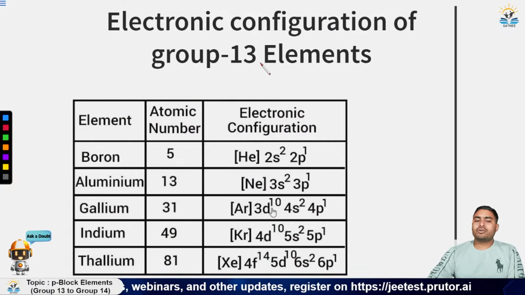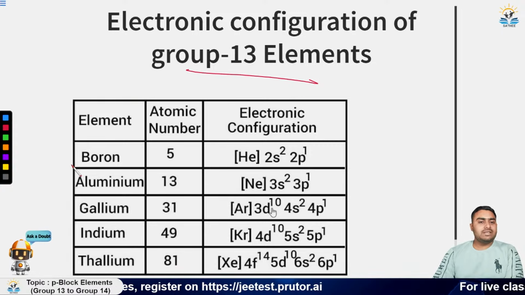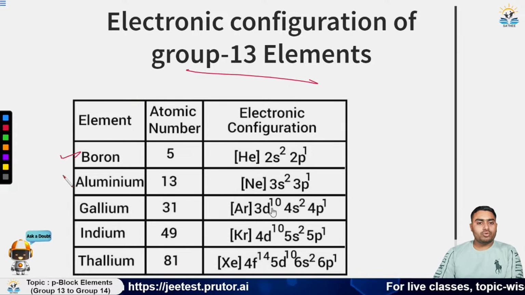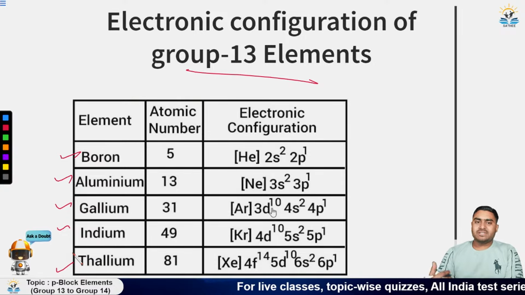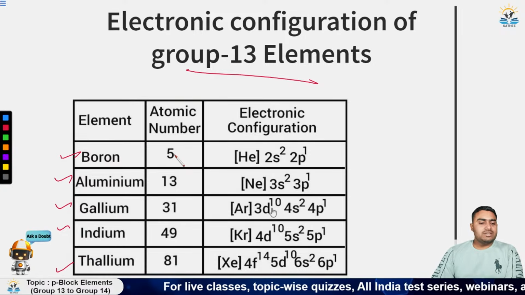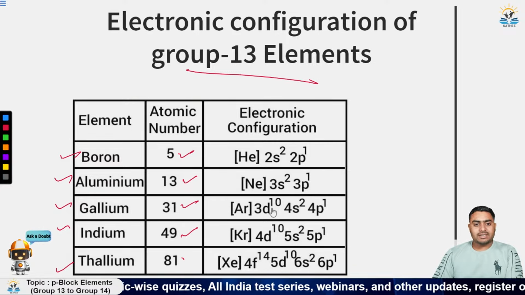You can see the general electronic configuration of each and every element in case of the boron family. In the boron family, in the 13th group, we have boron, aluminium, gallium, indium and thallium. There are five elements that we are discussing. Boron's atomic number is 5, aluminium 13, gallium 31, indium 49, thallium 81.